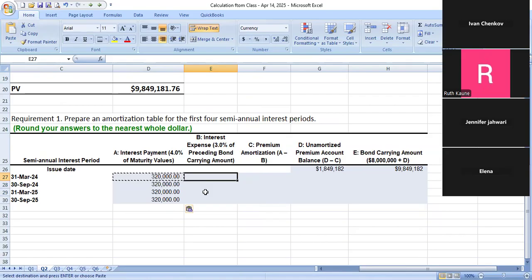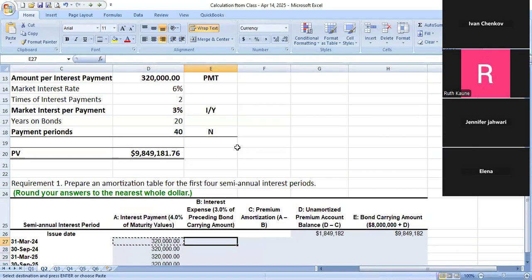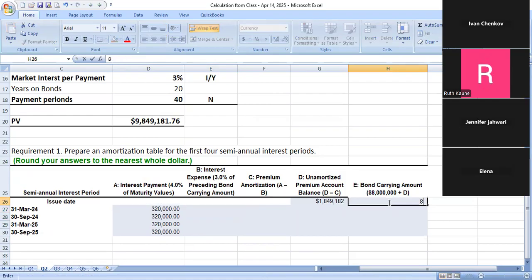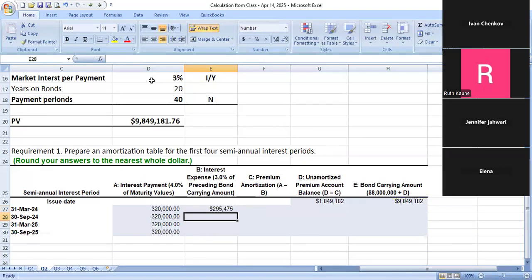Now, interest expense. How am I going to calculate the interest expense? What's the balance outstanding? 9,849,000. So that amount times 3%. That percent is even given to you here, so you don't have to sweat on it. It's going to be equal to this amount times 3%. Anyway, we have it in our formula, so we can easily get it.